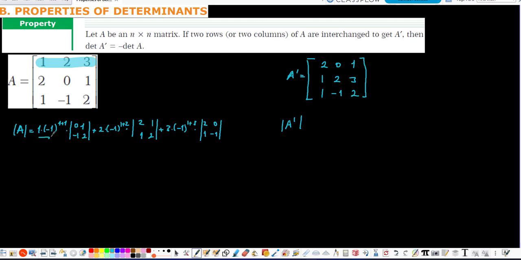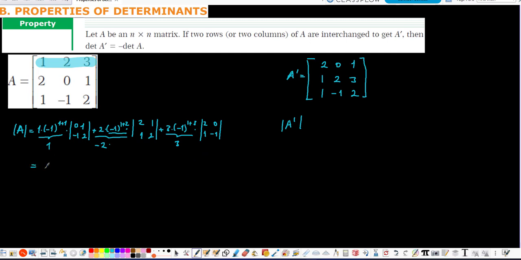Firstly, this power is even, so the result is positive 1, which is equal to 1 times 1, so it should be equal to 1. Here the power is odd, so this is negative 1, and it's going to affect the sign like minus 2 here. And here it is minus 1 to the power of 4, which is positive, and 3 times 1 is equal to 3.